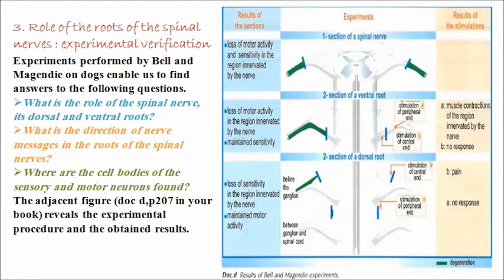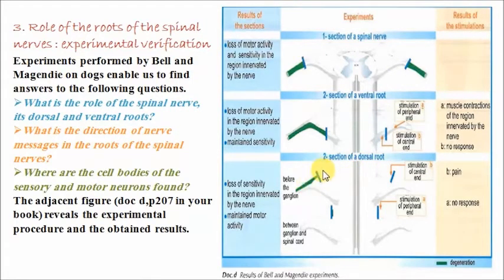We're going to look at the experiments here. We have three experiments. We have a sectioning of the spinal nerve, a sectioning of the ventral root. Remember, this is the ventral root, and the following is the spinal nerve here. And we have a sectioning of a dorsal root. This is the dorsal root found here.